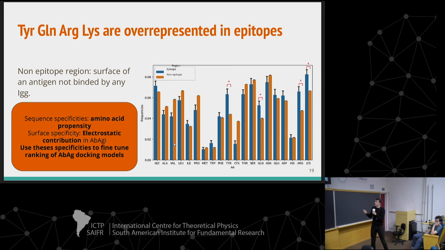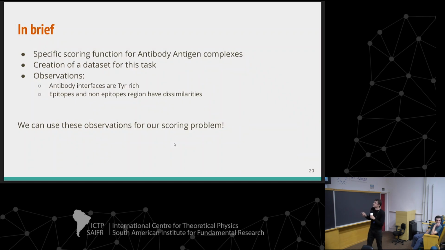So this suggests two things: that amino acid propensity can probably be used to draw a distinction between a good paratope-epitope interface and another, and also that the electrostatic contribution might be important because we see an overrepresentation of amino acids that have a charge. Okay, so we've built a data set, we've made some observations, and we can use these observations to guide our scoring function.